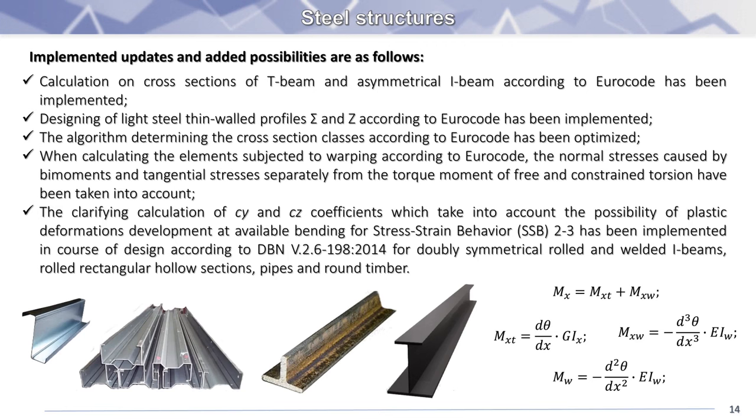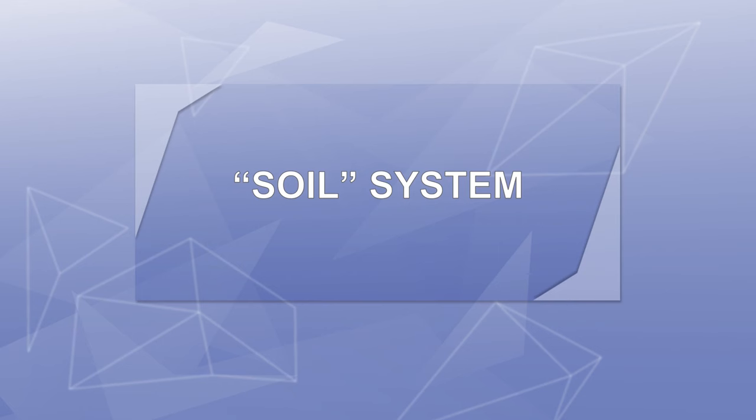The clarifying calculation of Cy and Cz coefficients, which take into account the possibility of plastic deformations development at available bending for stress-strain behavior 2 and 3, has been implemented in course of design according to DBN V.2.6-198-2014 for doubly symmetrical rolled and welded I-beams, rolled rectangular hollow sections, pipes, and round timber. Soil system.